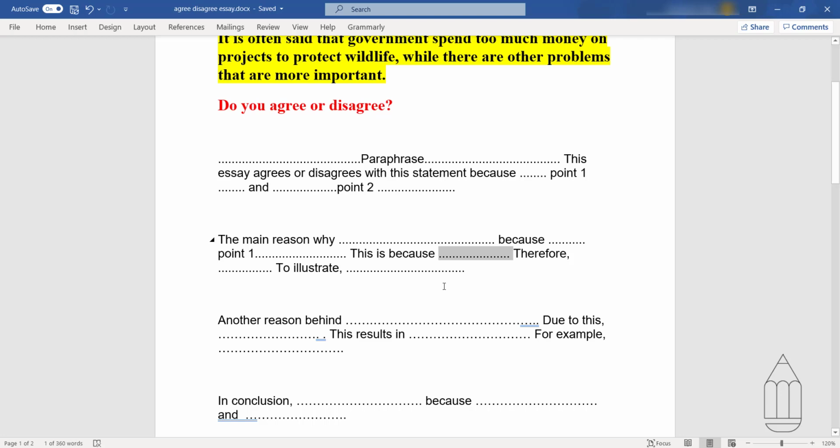Then in the last you can choose the same format: therefore, what is going to happen because of this reason. Then you have to provide a simple example. You can choose any example, a real life example or survey or anything else. So we have finished with body paragraph 1.